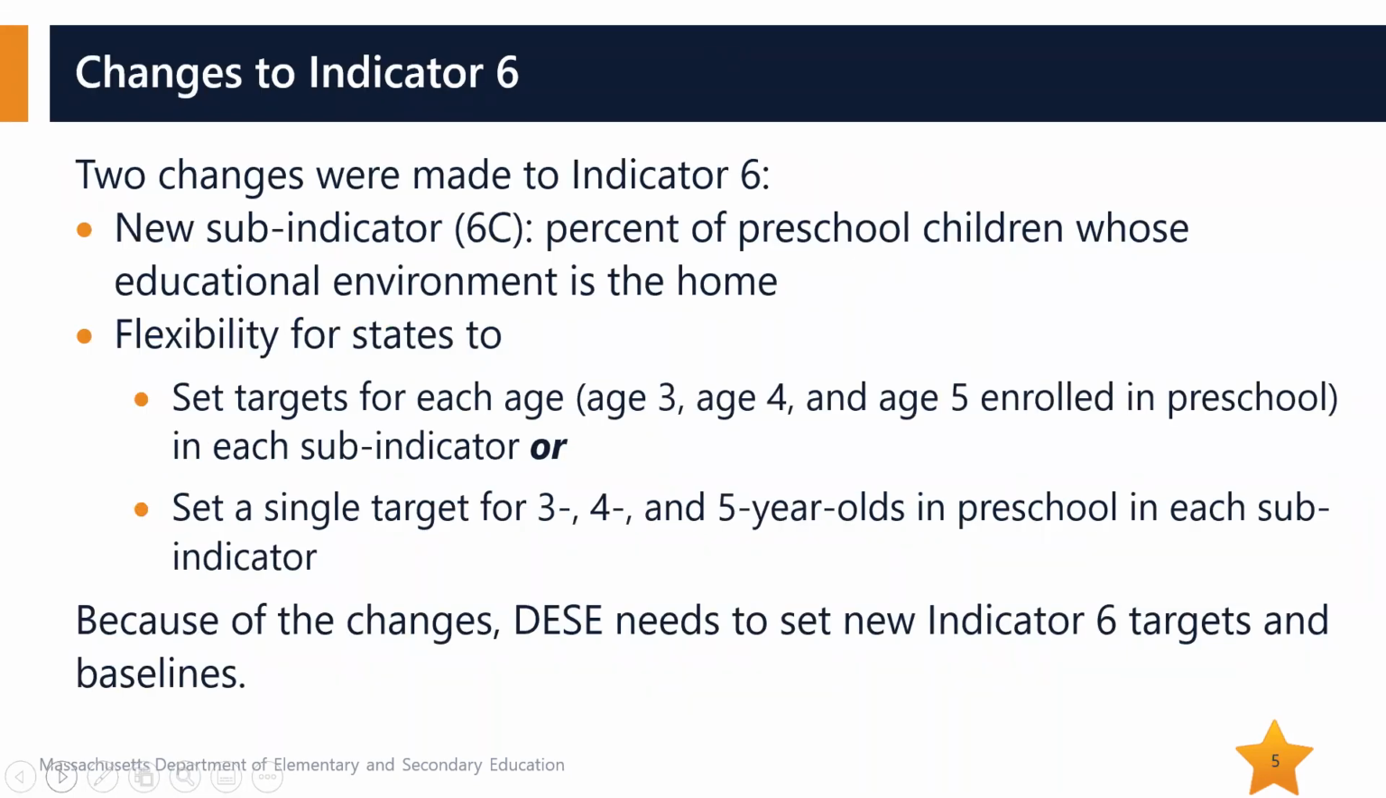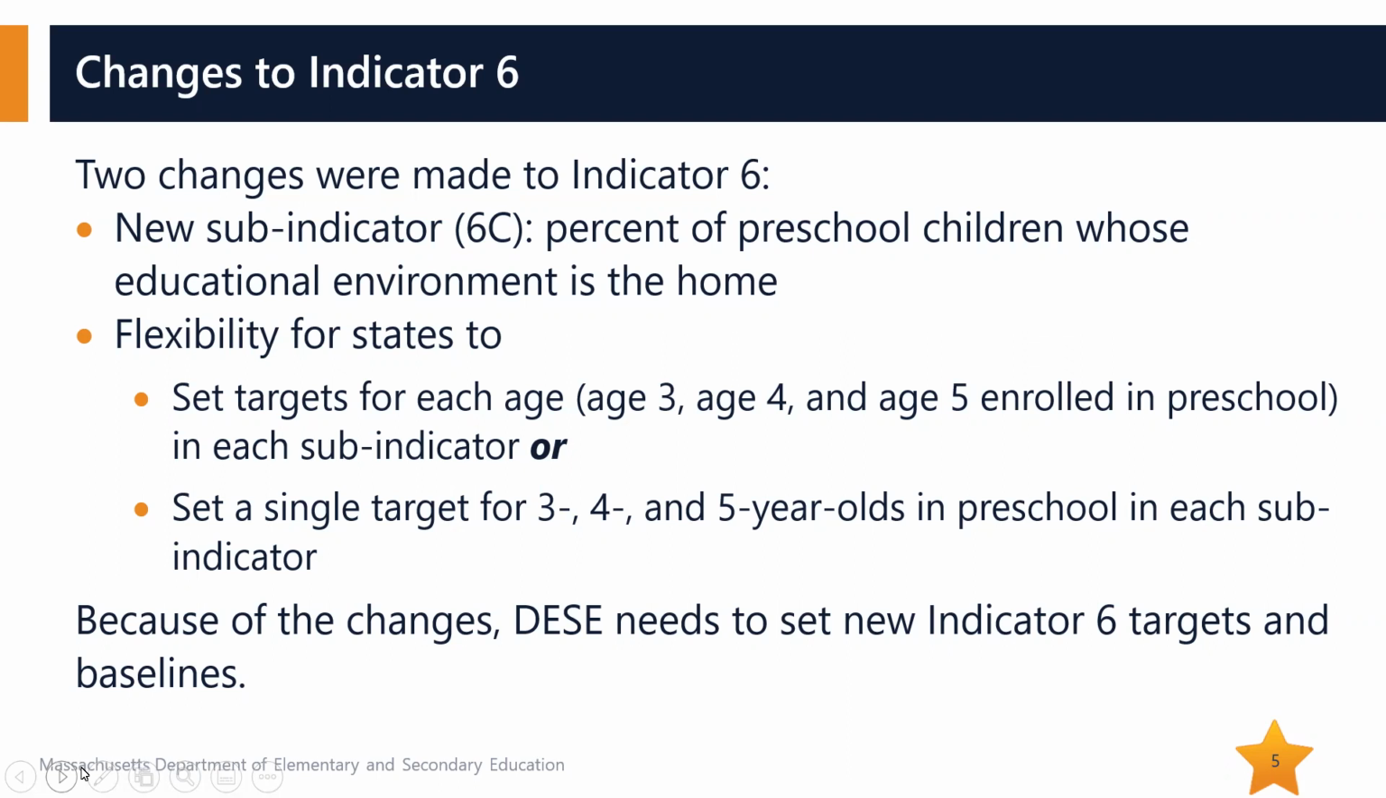For the new federal fiscal year 2020 to 2025 State Performance Plan Annual Performance Report, two changes were made to Indicator 6. First, a new sub-indicator was introduced. The new sub-indicator 6C looks at the percentage of preschool children whose educational environment is the home.